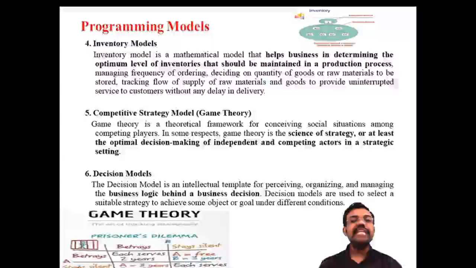And the fourth one is inventory. That means reducing overstocking and understocking, maintaining the optimal level of inventory. Another one is the game theory strategy. That means maximum production with minimum cost. And another one is the decision model. That means the logic behind business decisions. And these are the important elements regarding the programming model: the decision model, competitive, and inventory model.